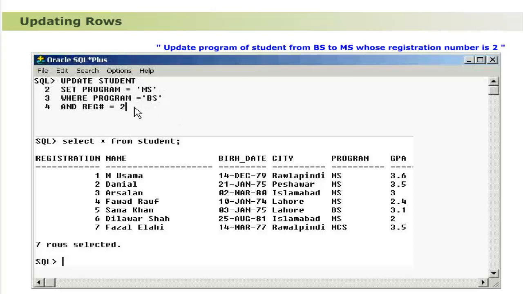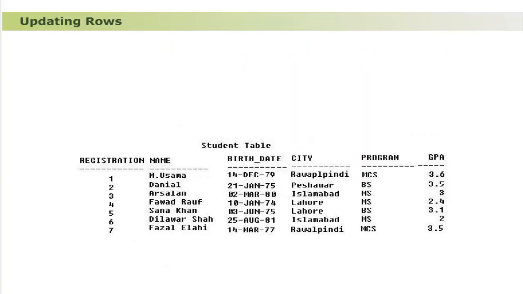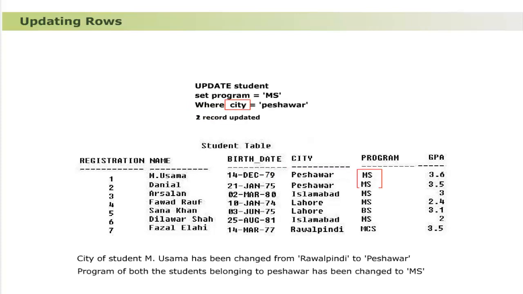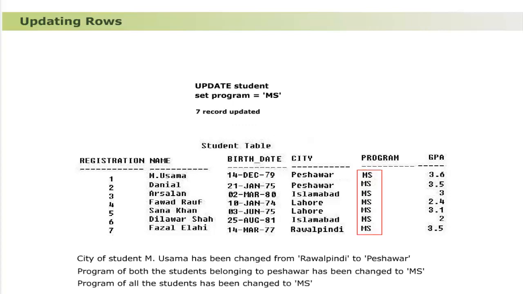It is important to note that if it is required to update a single row, then the where condition shall be applied on the primary key or alternate key. If it is required to update many rows, then the where condition shall be applied on a secondary key. If it is required to update all rows, then the where condition must not be specified.